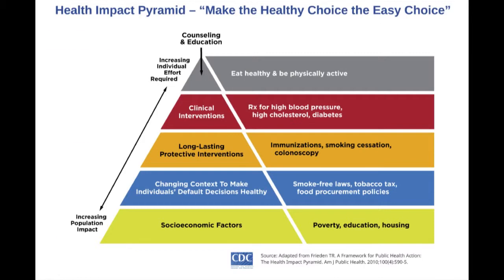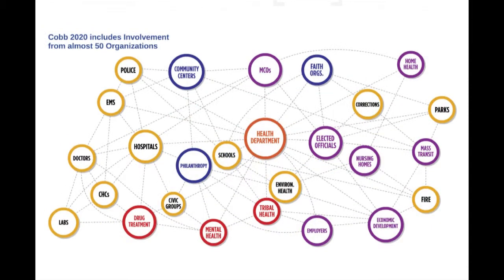Next. This is another chart that we have used. We lovingly refer to it as our egg diagram. Our premise here is that every agency in the community has a role in the public's health, in improving the health status of that community.